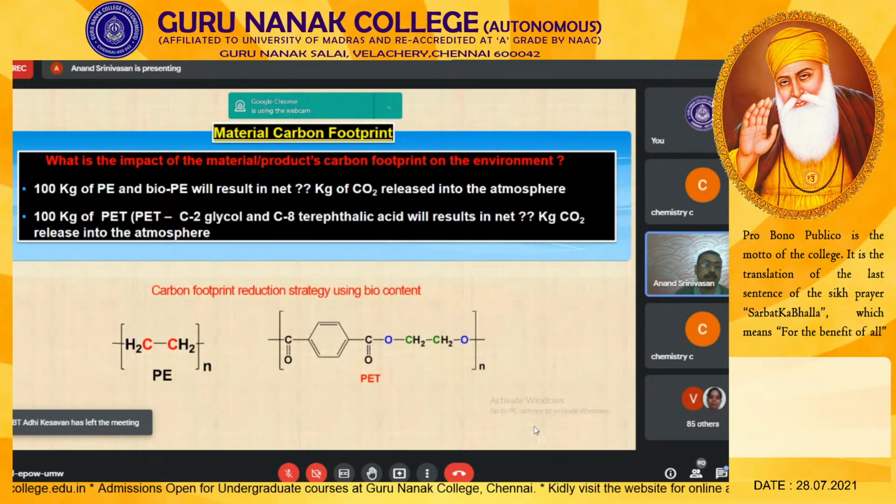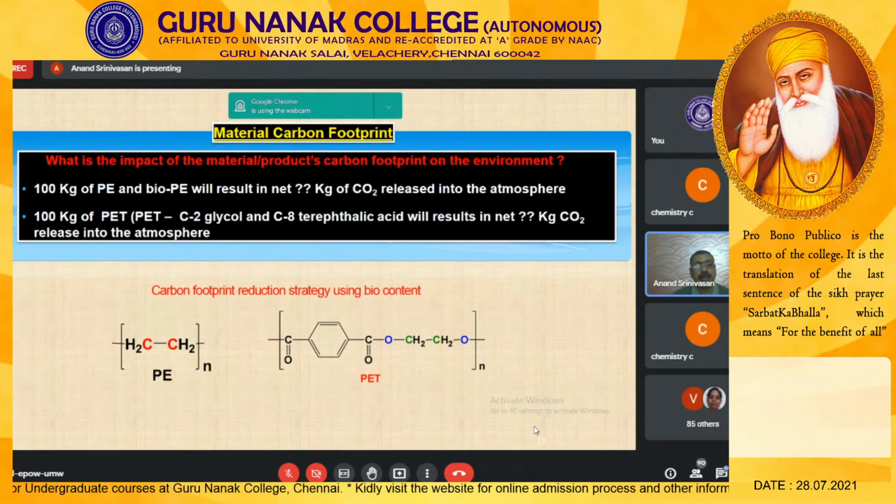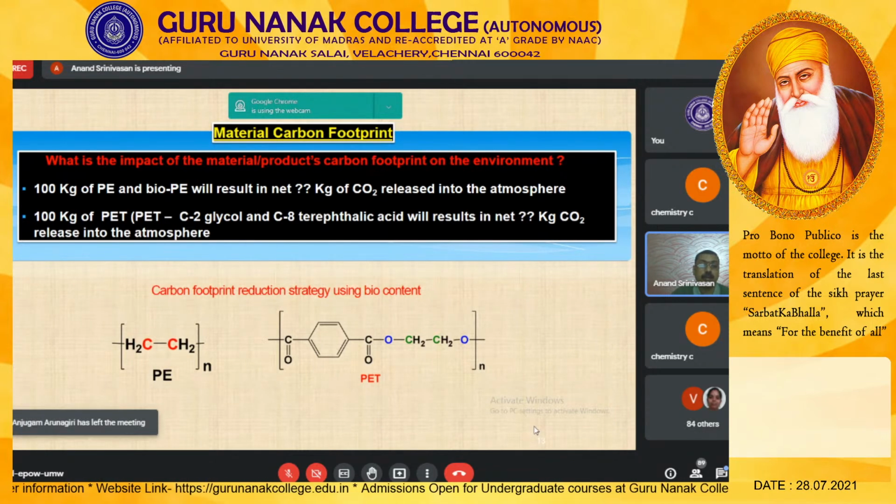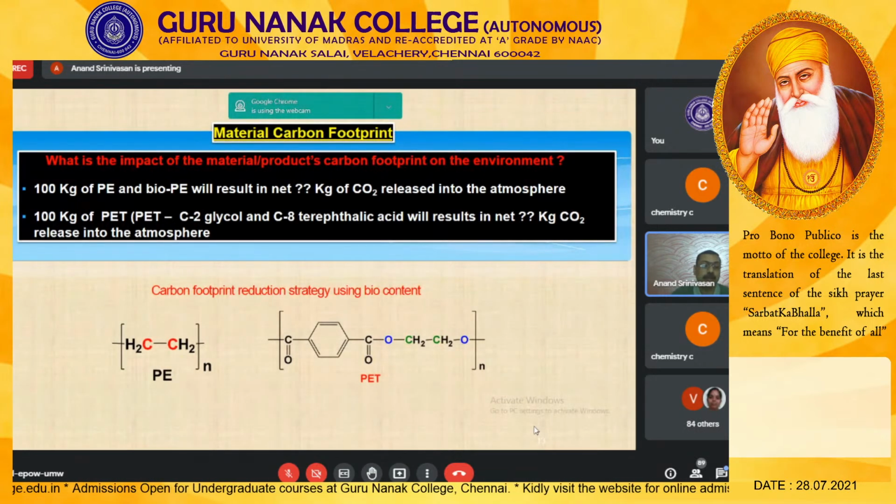Say, for example, I'm using 100 kgs of polyethylene. At the same time, I'm also using 100 kgs of biopolyethylene. So 100 kgs of synthetic polyethylene will result in net how many kgs of CO2 released into the atmosphere is to be calculated. In comparison, you should also calculate what is the net kgs of CO2 released to the atmosphere when you are replacing your fossil carbon with the biocarbon.